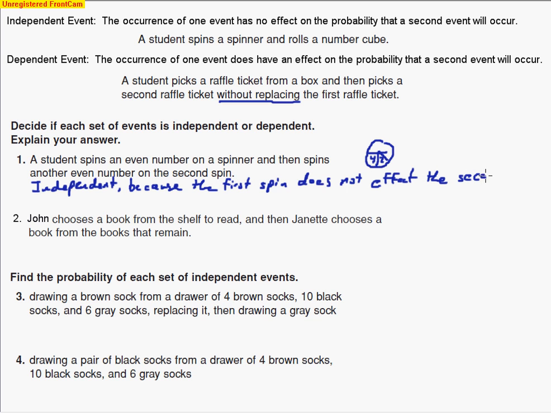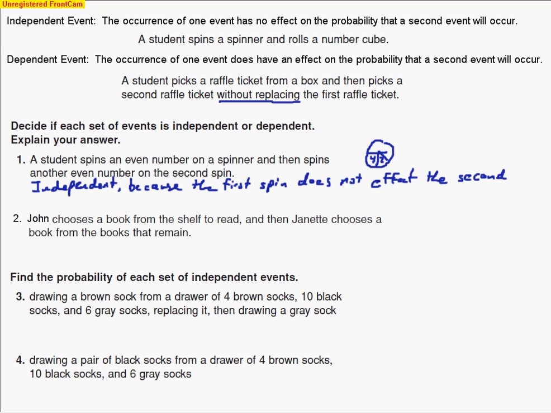And so the key on these is going to be looking for if they do not replace something. So let's say I spin it, and it lands on the 4, and then I pull off the 4, and that area doesn't count anymore. Then it would affect. So let's take a look at the next one here.